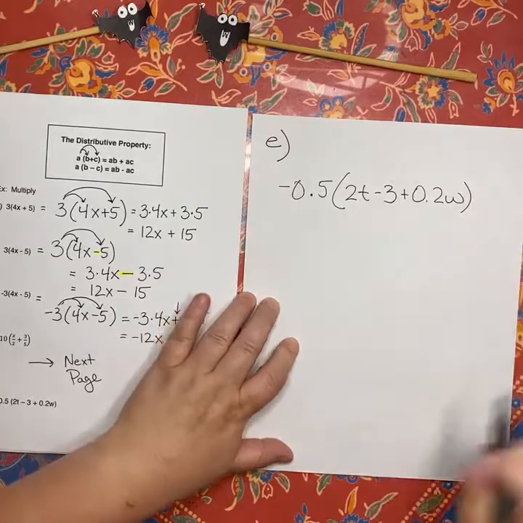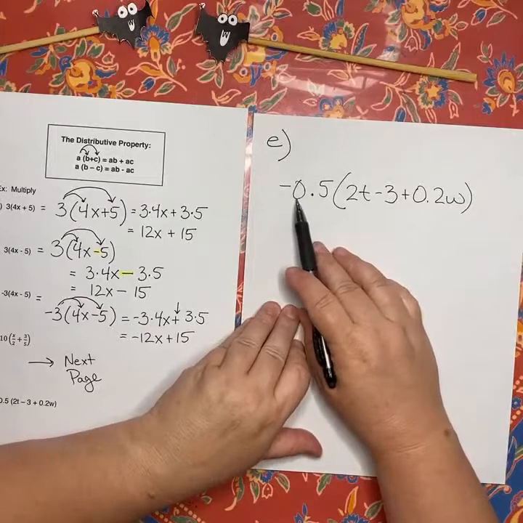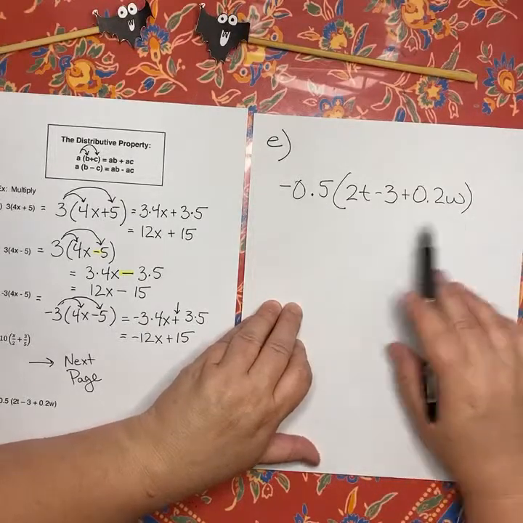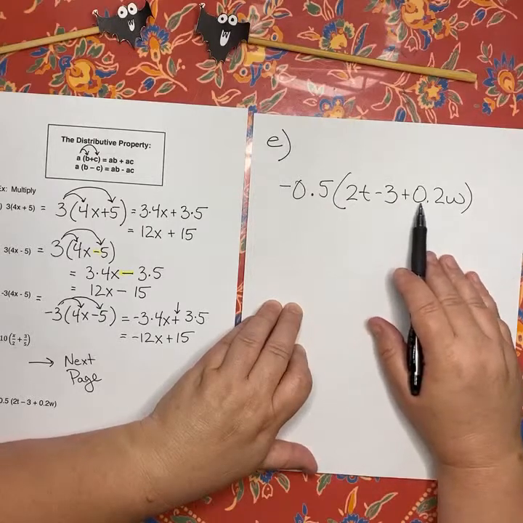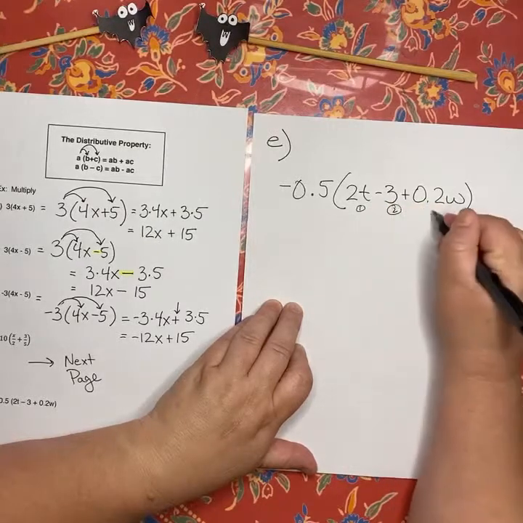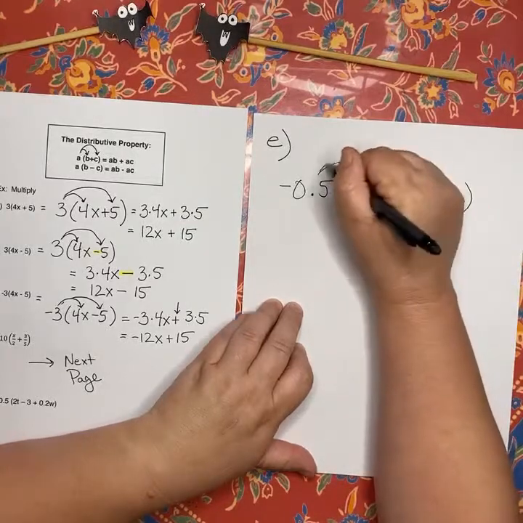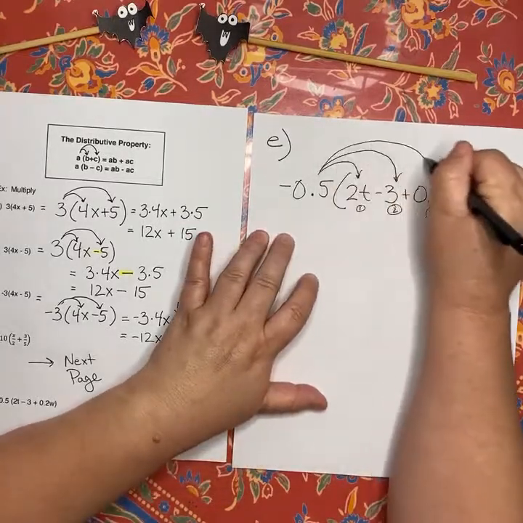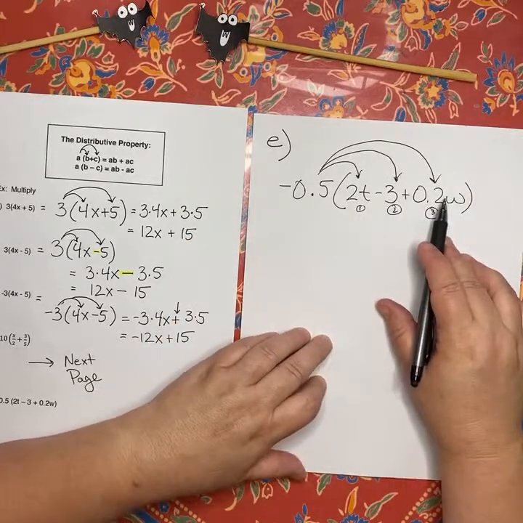I'm writing this down. Again, I'm writing really big letters and numbers so that there's no room for any shenanigans. Negative 0.5 times the quantity, big quantity, 2t minus 3 plus 0.2w. Notice I've got 1, 2, 3 things inside. So this is like a supersized distributive property. This is a big family. I'm going to go visit my family in New Jersey, my family in Alabama, and my family in Arizona.